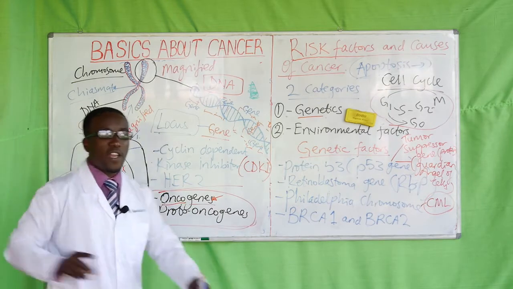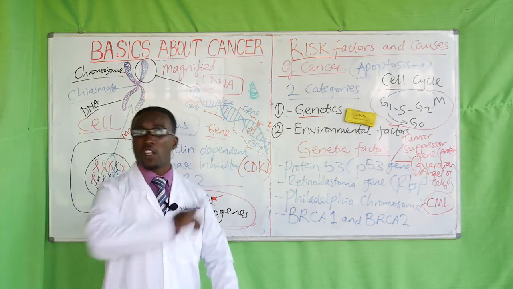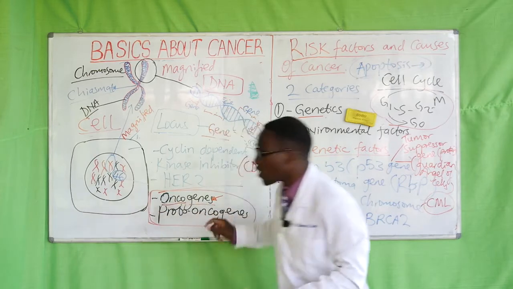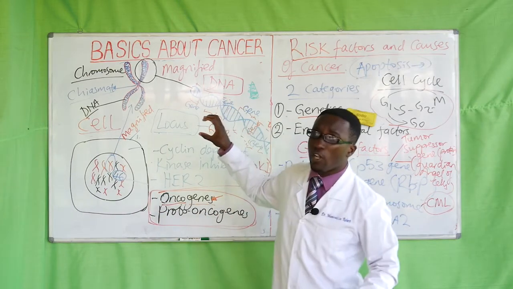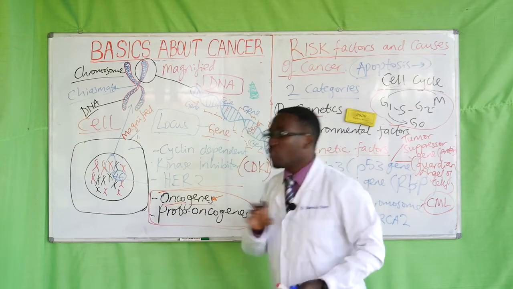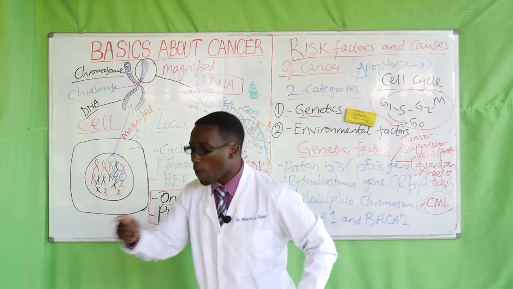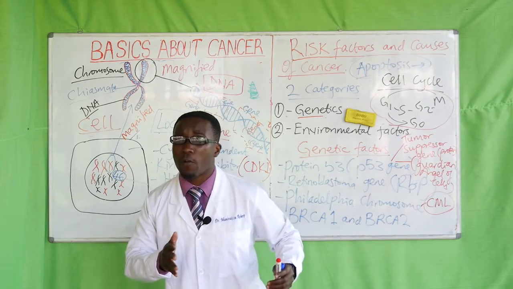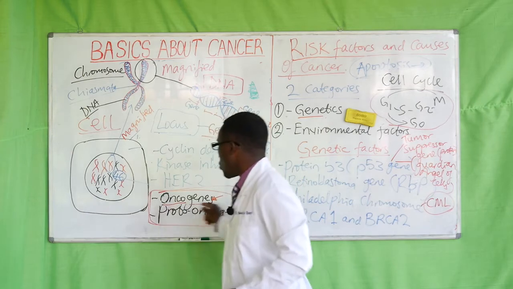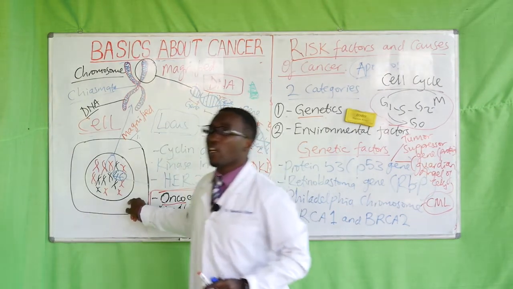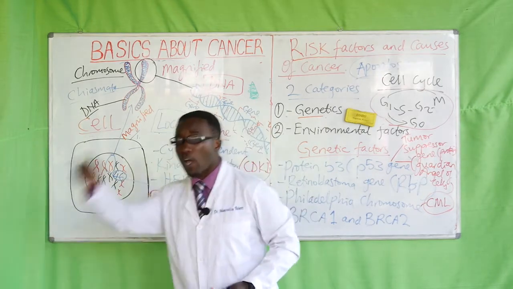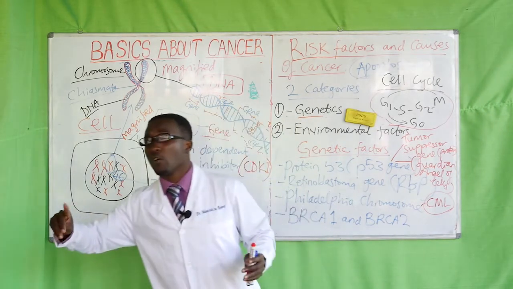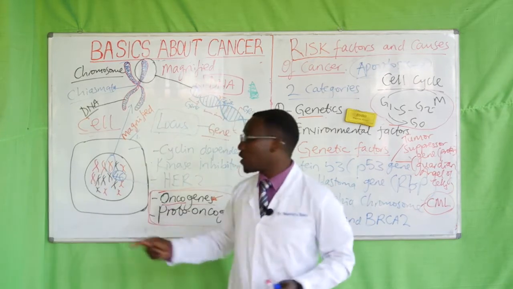So these are genes that directly promote the development of cancers. Oncogenes are coded by abnormal genes on our DNA, which transform the normal body cells from the normal to the abnormal. It means the oncogenes induce the development of cancer by doing what? By transforming the normal body cells from the normal state to the rebellious, abnormal state. And that is how cancer begins.